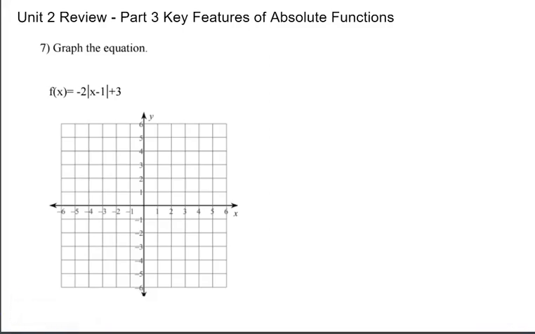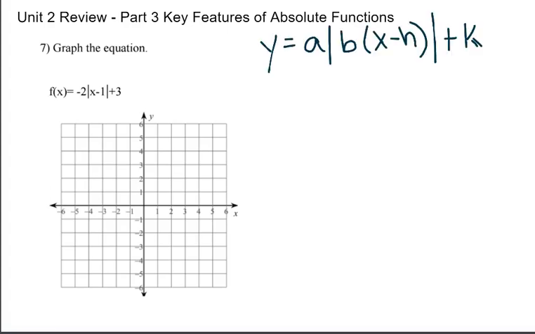All right, this is part 3 of the Unit 2 review, which will be over key features of absolute value functions. So the main thing we need to remember is the main equation so that we can remember all the transformations that happen with absolute value functions. So the first letter we have here is A.